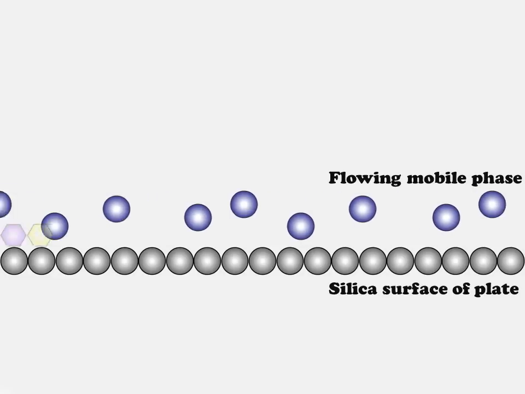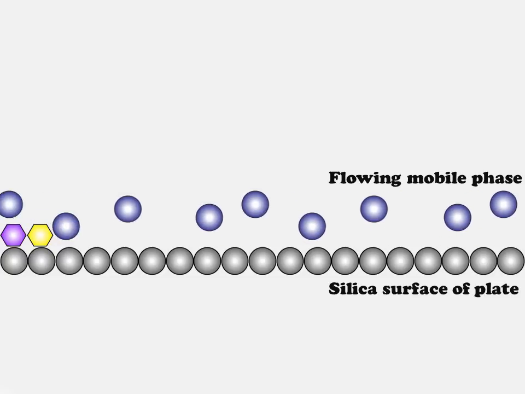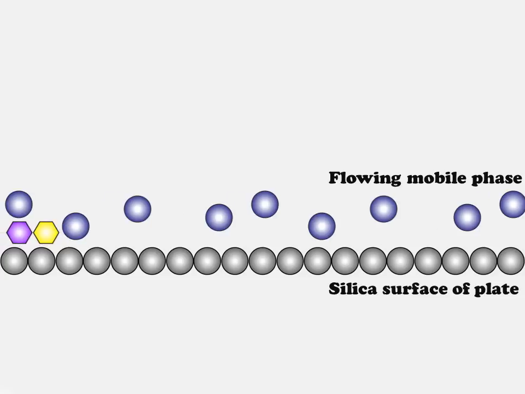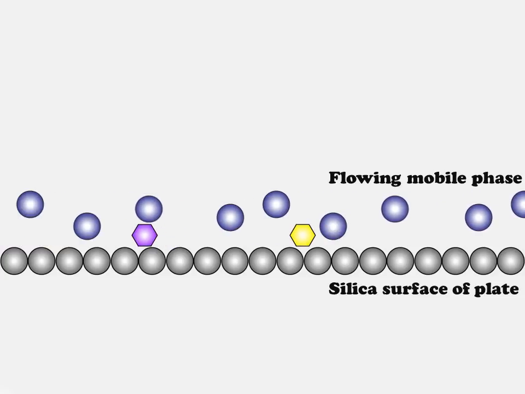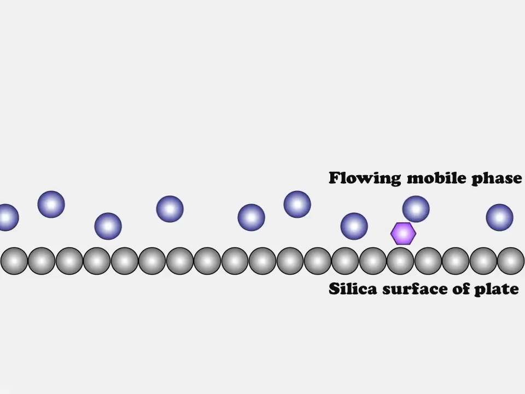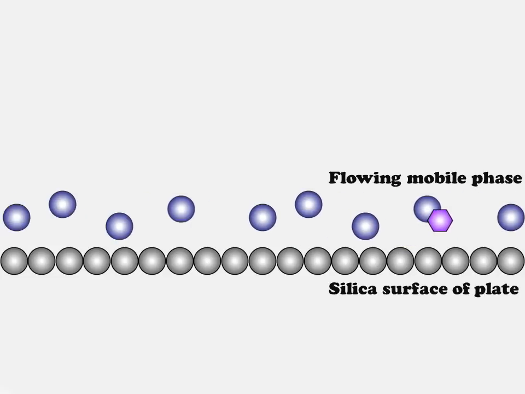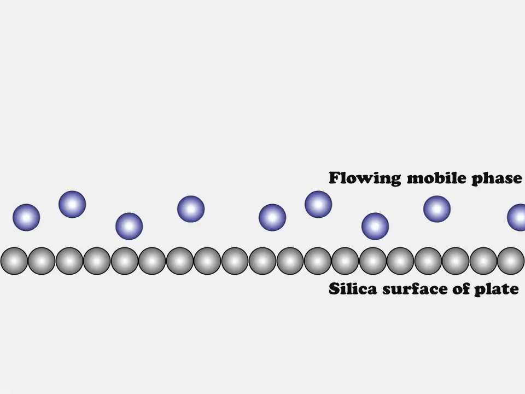The utility of this observation is best seen when we release a mixture of both compounds into the system. When we do this, notice that the yellow compound travels at an overall faster rate because its residence time on the stationary phase is less. And the practical consequence of this is that these two compounds are separated in space from one another. And this is ultimately the utility of chromatography.